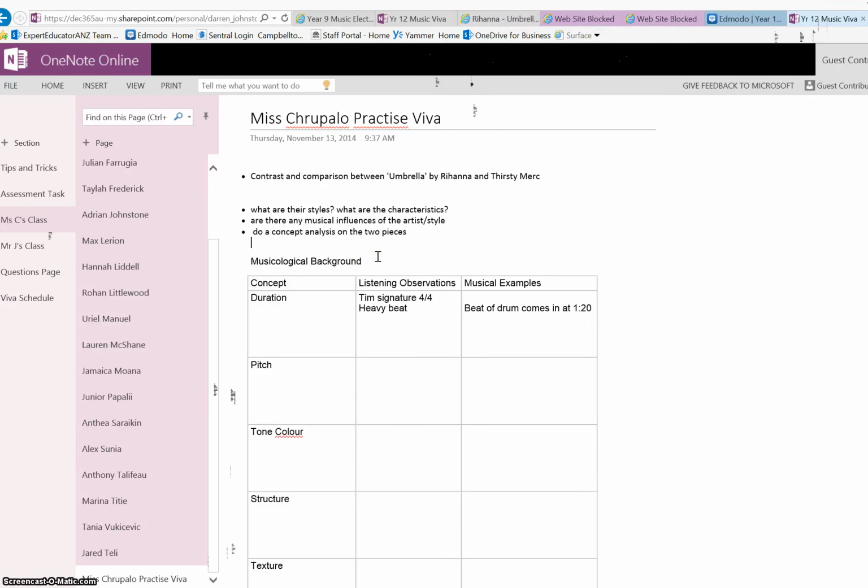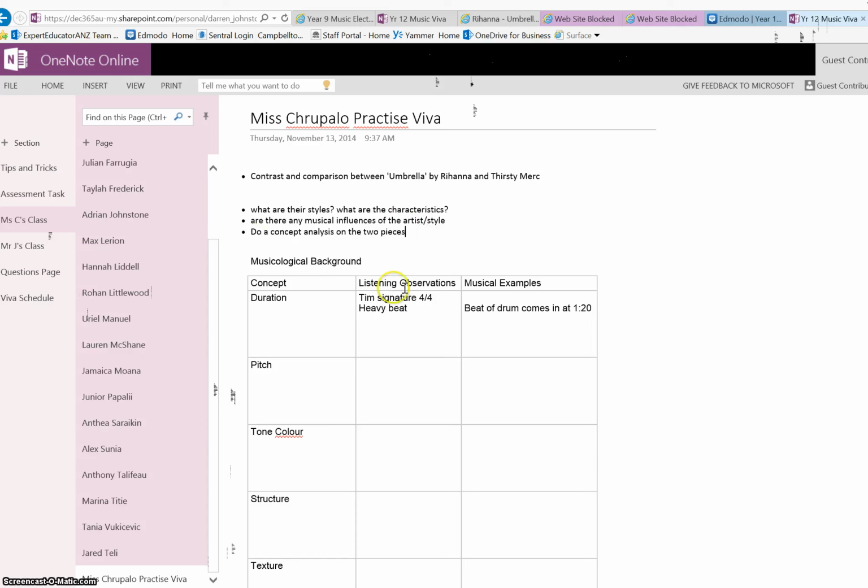The reason I've chosen this piece, and if I'm asked this question in my Viva I'll be answering it, is because I'm interested in jazz music and I'm interested in how different pop songs can be transformed into a different style, and I think that's a really unique way to treat music these days.